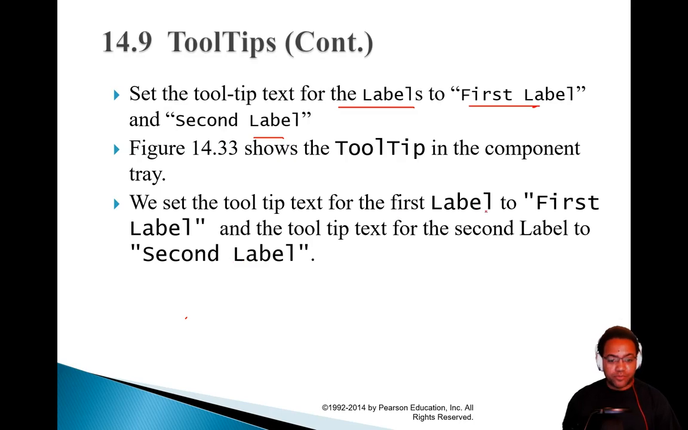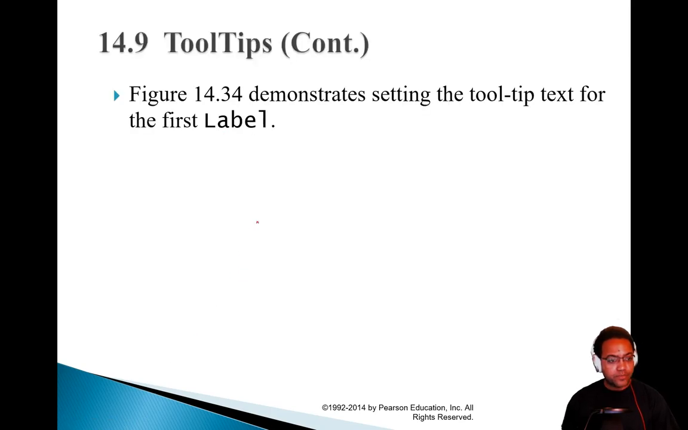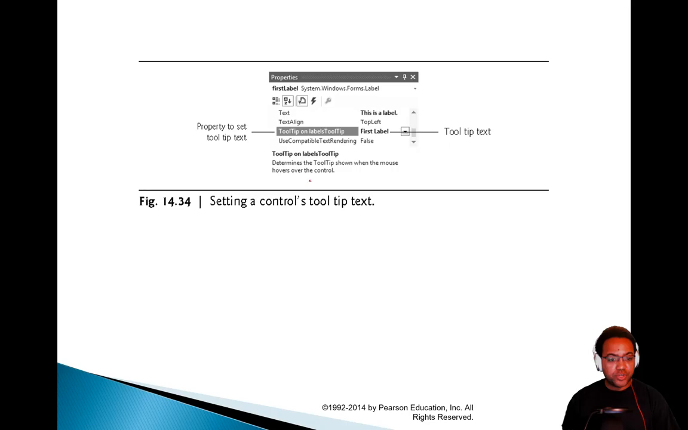We set the tooltip for the first label, just did that. And you can set the tooltip for the second label, not going to do that. And you can demonstrate the way the tooltips are shown in the component tray. Once again, that's something you can see in the Solution Explorer, but it's not something I'm going to show you at the moment. The next slide will demonstrate how you can set the tooltip, but I just showed you how to set the tooltip.